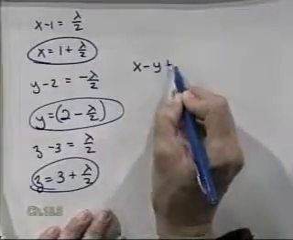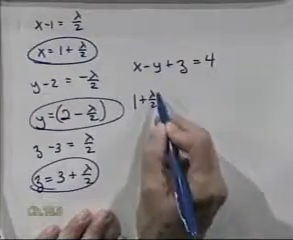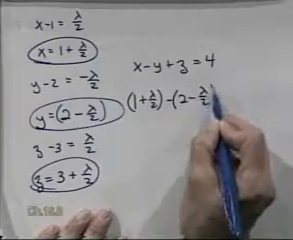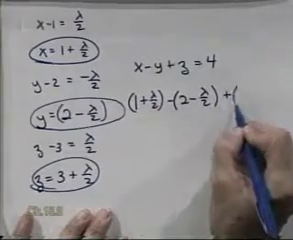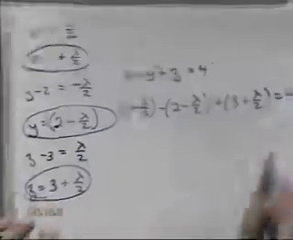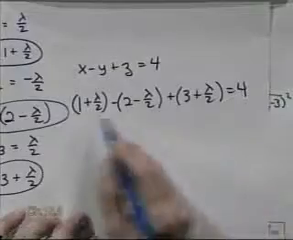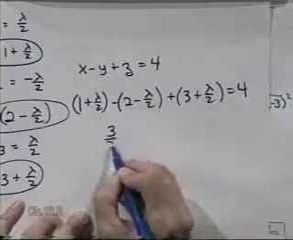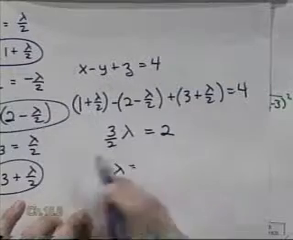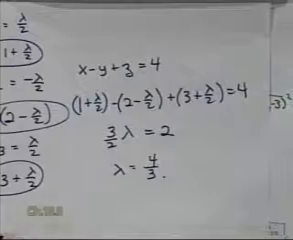x minus y plus z equals 4. So x is 1 plus lambda over 2, y is 2 minus lambda over 2, and z is 3 plus lambda over 2, equals 4. Okay, to save us a little bit of time, if you simplify this, you will get 3 halves lambda equals 2. Or lambda, if you multiply by 2/3 on both sides, is 4/3.